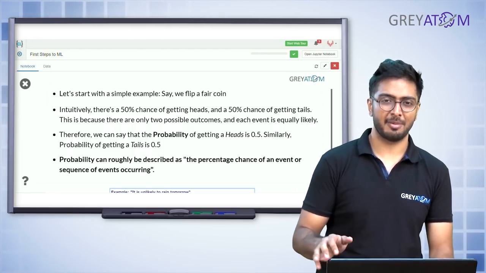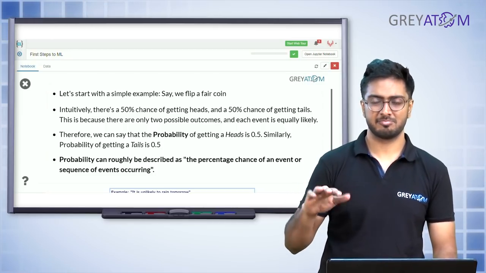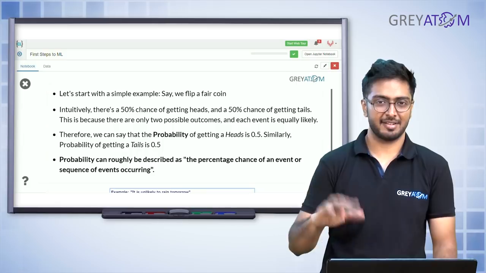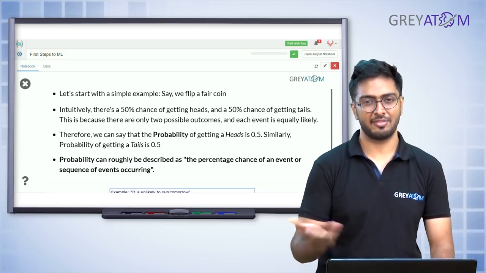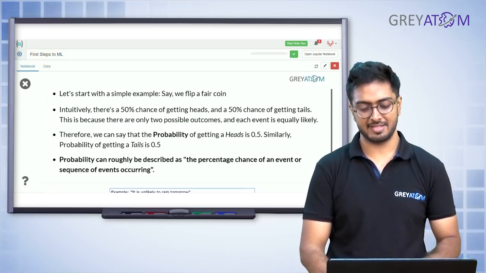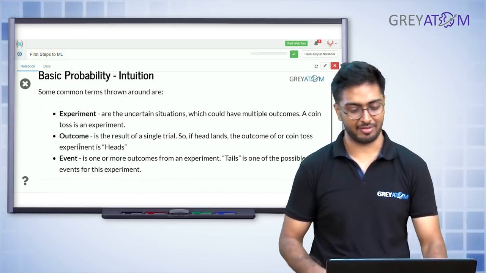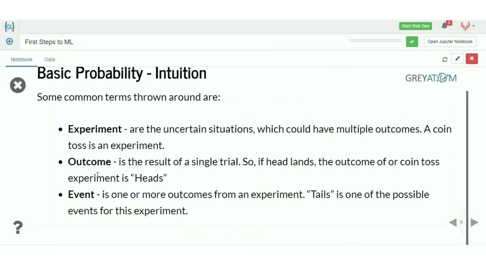But in a normal unbiased coin, which is basically the normal day-to-day coin, you flip it, it could be anything, right? It could be head or tail. So 50% chance of each of them, right? That's why we say probability of head is 0.5 and probability of tail is also 0.5, right? So some basic terminology that we need to clear up.